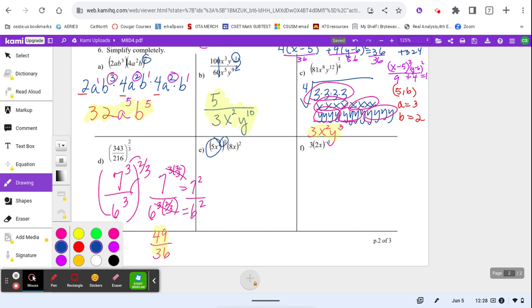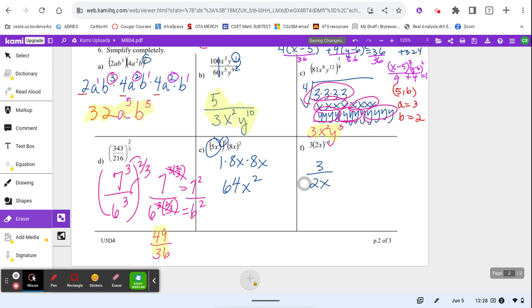Anything to the power of 0 is just 1, and then it's 8x happening to a power of 2 times. 1 times 8x is just 8x. 8 times 8 is 64. X times x is x squared. This next one, the 3 has no power, but the 2x has a negative 1, so it moves the entire thing downstairs that's to the power of negative 1, and we don't really have to put that it's to the power of 1 because that just means it's to itself, and it's done.